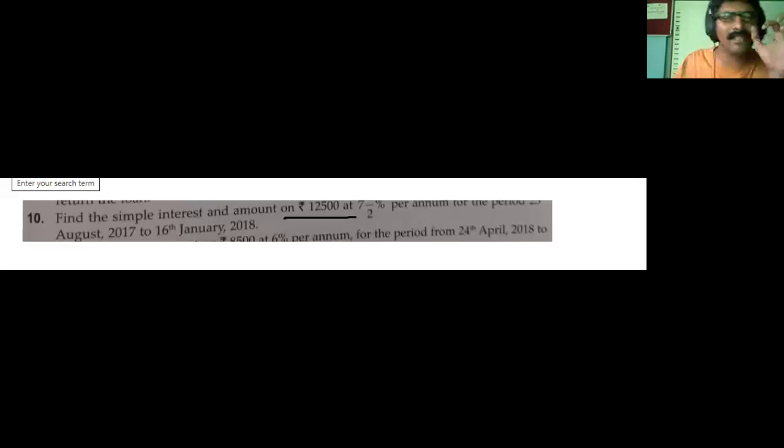Now, this sum is like the heart of this particular chapter. It's a very important sum of this chapter. It can definitely be asked for 3 to 4 marks in your school examinations. So listen very carefully. Keep your eyes on the screen and listen very carefully to each and every word of this question when I'm reading. Find the simple interest. So SI is question mark.